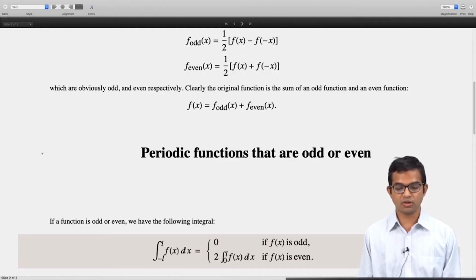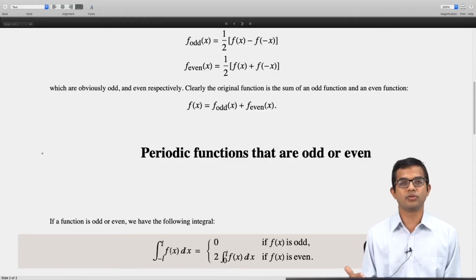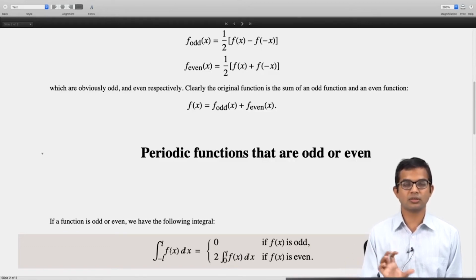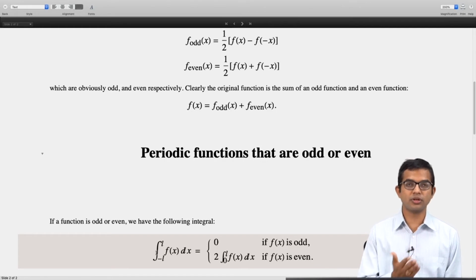If your function is odd, then this integral is going to vanish, right? Evidently, because you just use the relation that f of plus x is equal to minus f of minus x, and then you break this interval into one from minus L to 0 and another from 0 to L, sum these two, and then you can quickly convince yourself that these two parts will vanish.